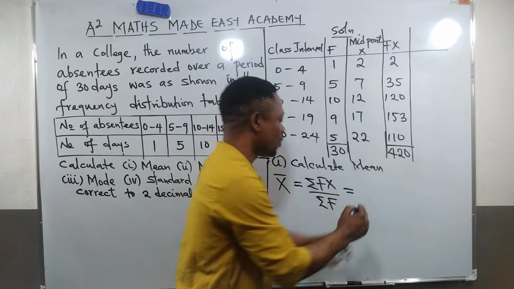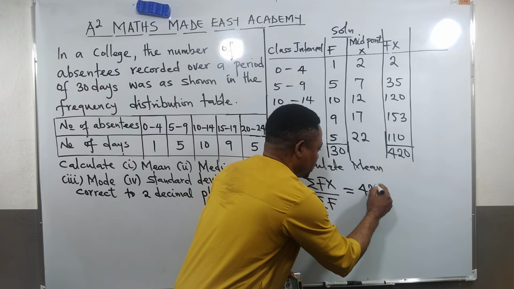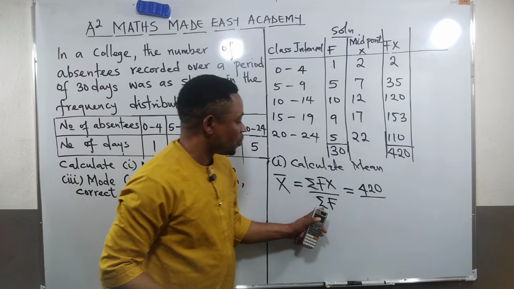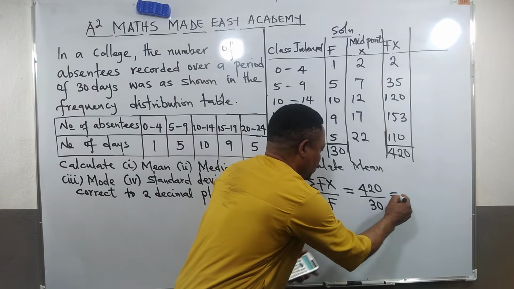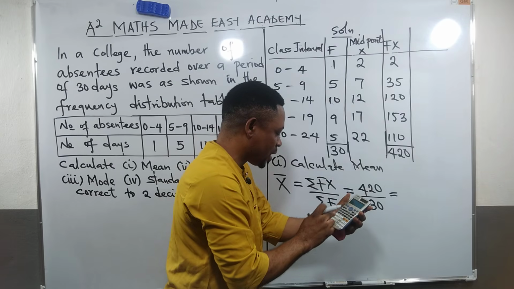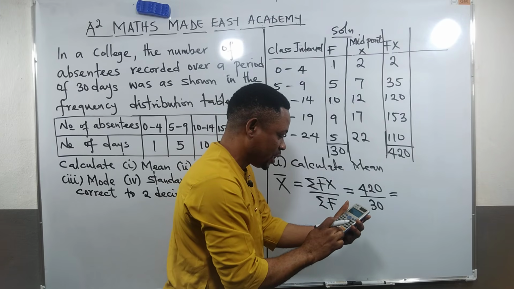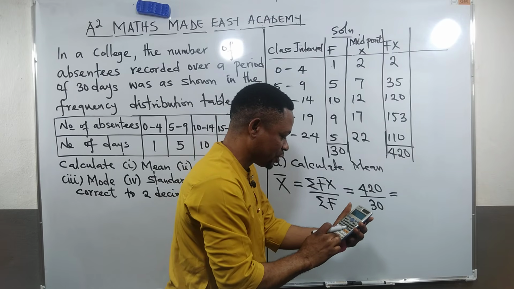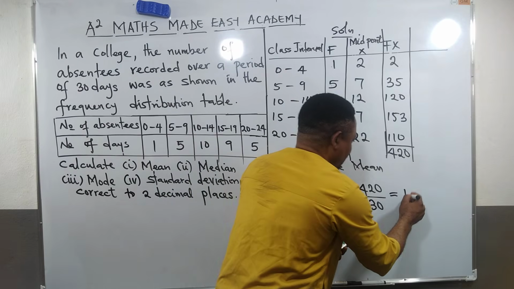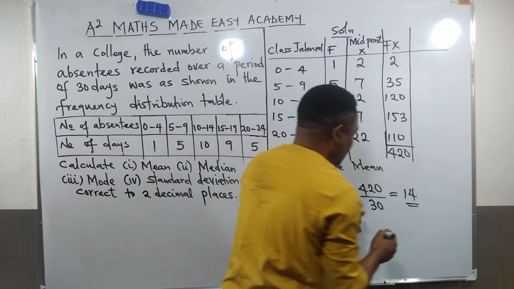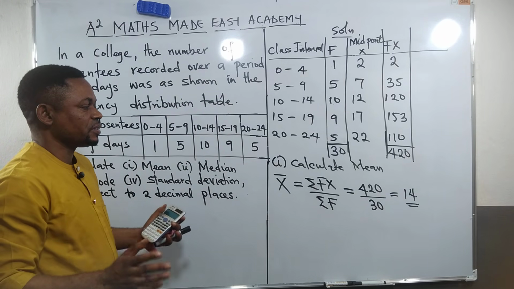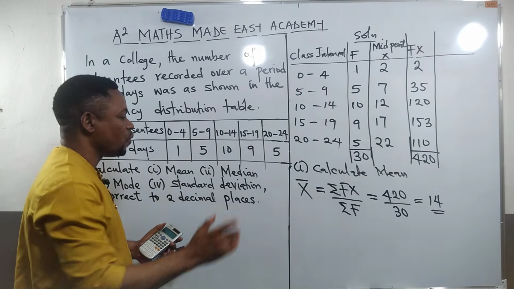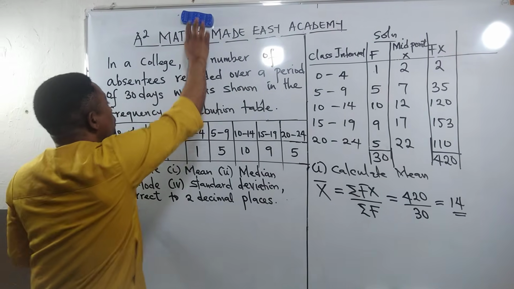Now let's go. Can we substitute? Summation of FX is already known. What is it? 420. All over. Summation of frequency is already known. What is it? 30. Then use your calculator. Divide. I will now say 420 divided by what? 30. Let's see what we are going to get. The answer is what? 14. So which means the mean of this distribution is what? 14. Have I made myself clear?